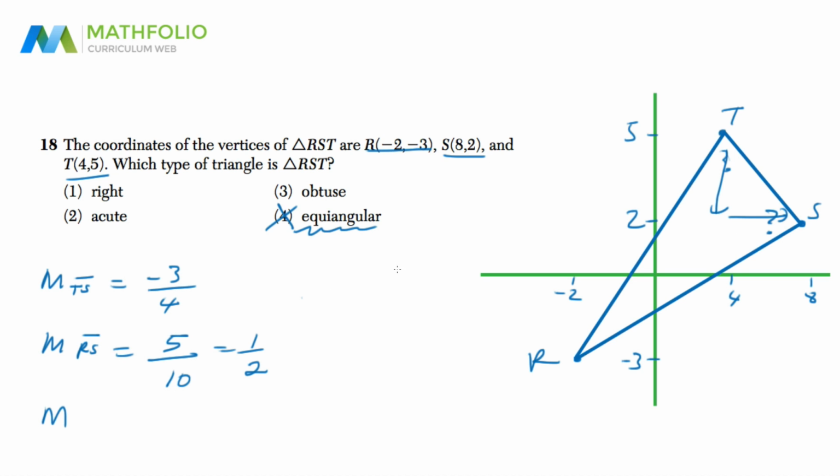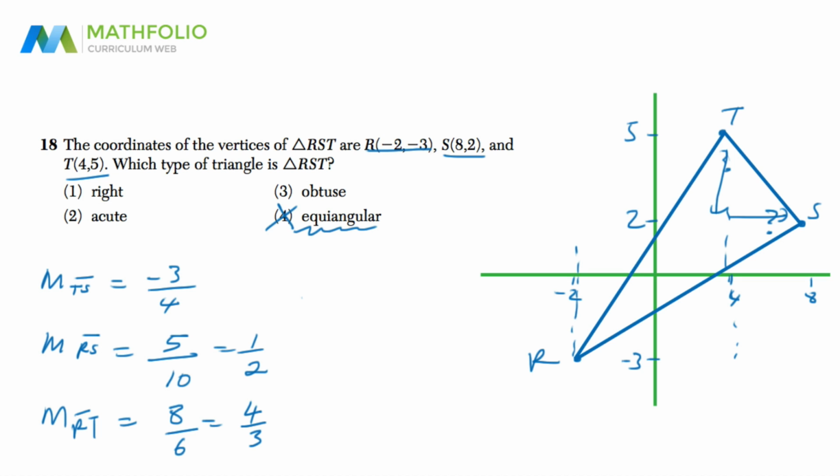Okay, so one thing we should do here is to check the slope of RT to see if that's 90 degrees with TS. So let's figure this out. R to T, the rise is from -3 up to 5. -3 to 5 is +8. And then the run, well, it goes from right here, which is -2, all the way to 4. So that's over 6. Now if you simplify this, it becomes 4 over 3.